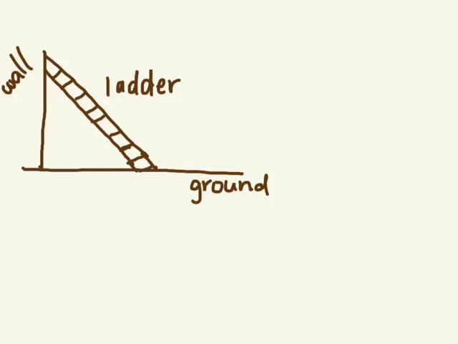So in this question, we're told a ladder is leaning against a wall and it forms a 30-degree angle with the wall. Okay, so this is the wall, this is the ladder, and this is the ground. The ladder and the wall form a 30-degree angle, and the ladder reaches 1.9 meters up the wall.